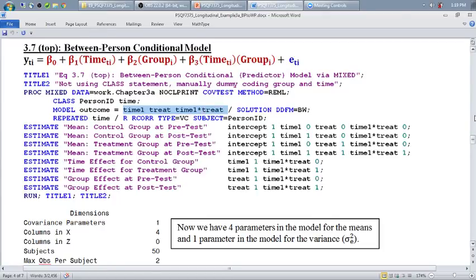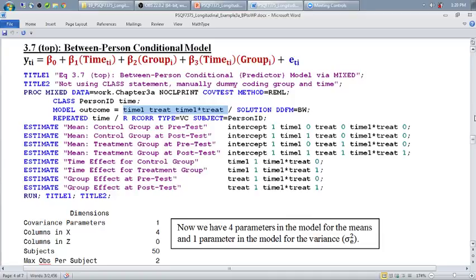I want to point out a couple of things. This is an explicit way to list that I want the main effect of time, the main effect of treatment, and a time by treatment interaction. The asterisk can be used to create interaction variables on the fly. You don't have to compute them yourself as actual observed variables. So this is super handy.